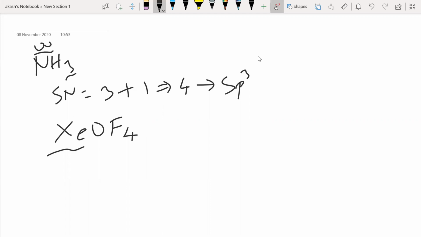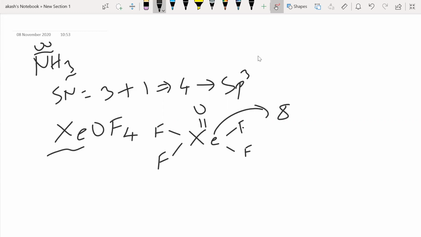sp3d2, we'll check it, right? So if you look at it, I have a double bond oxygen and all single bonds fluorine. And basically xenon has 8 valence electrons, noble gas element, right? So how many of them are involved in bonding? 1, 2, 3, 4, 5, 6. So 6 electrons are involved in bonding. How many electrons are left out is 2. So I have only 1 lone pair. Again, I repeat: how many bonds do you see? 1, 2, 3, 4, 5, 6. So 6 electrons are involved in bonding, there are 2 electrons left out, which means I have 1 lone pair.